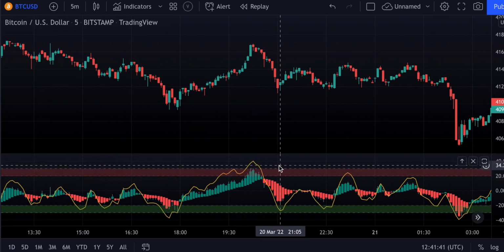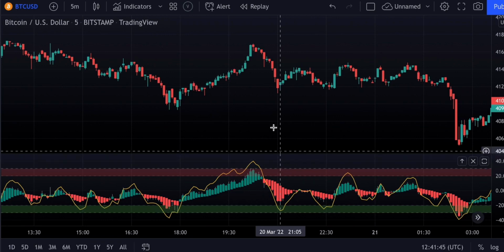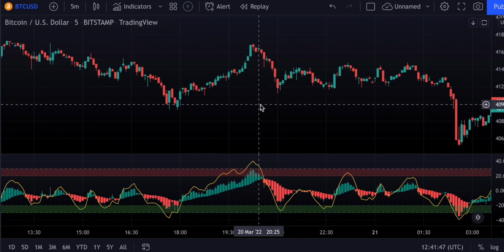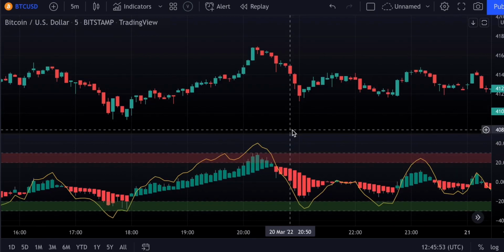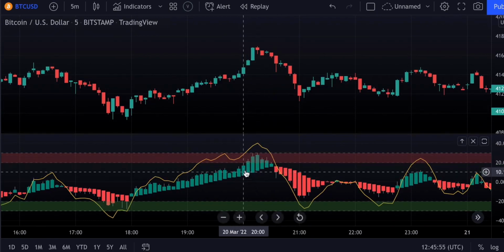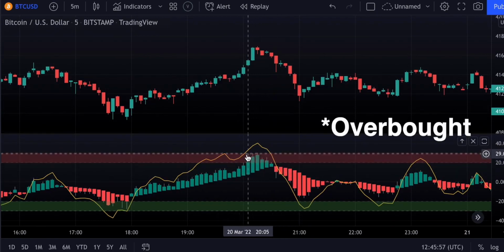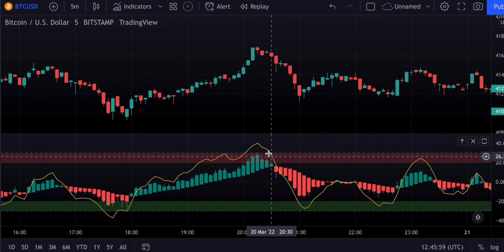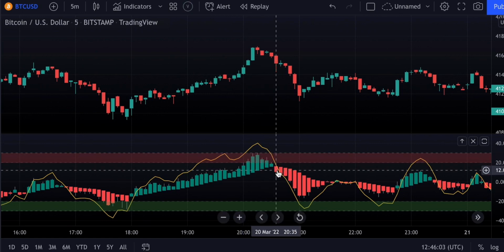Even though I do not encourage trading reversals, I always say we should go with the trend, this video is going to be an exception. So for a short position, we're going to have to wait until these green histograms enter this oversold area. And once this happens, we're going to enter a short position on the first bearish histogram.